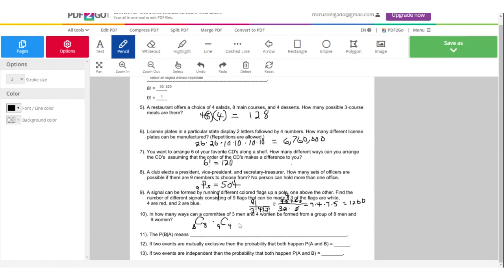So this is going to be 56. And then this one is going to be 9 combinations. So times 56, 7,056. All right.